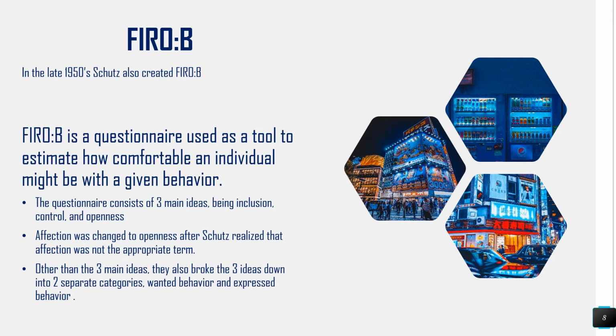However, after all of his years of experience, Schutz finally realized that the term affection was misused. Therefore, in the place of the term affection, Schutz implemented the use of the term openness. Now, the three main areas in the FIRO-B questionnaire are inclusion, control, and openness, whereas in the FIRO theory it was inclusion, control, and affection. The three areas are then also broken down into two other categories. First, wanted behavior, and then the second, expressed behavior.